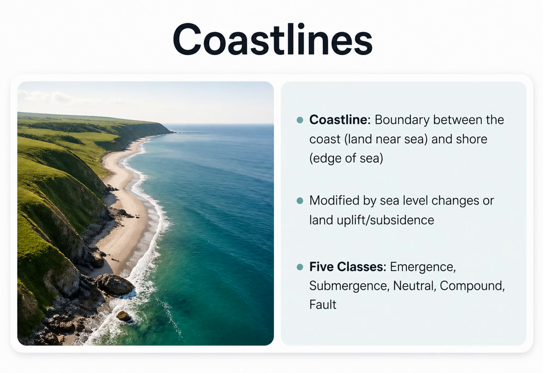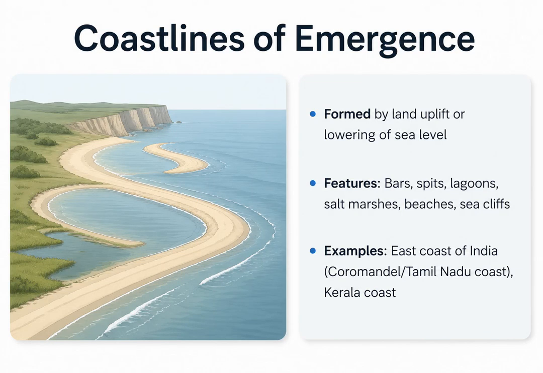These boundaries are constantly being modified, either because the global sea level rises and falls, or because tectonic forces cause the land itself to uplift or subside. Based on these movements, geographers classify coastlines into 5 distinct types. The first type is a coastline of emergence.